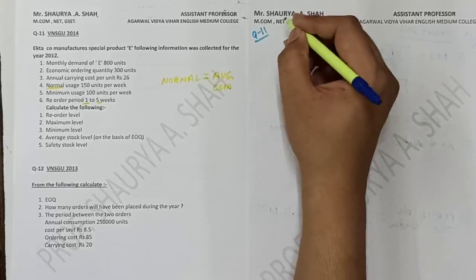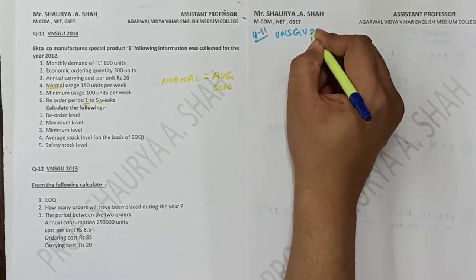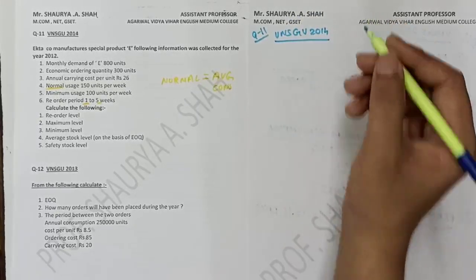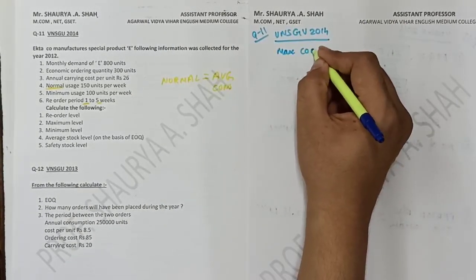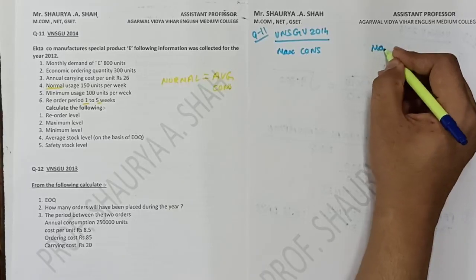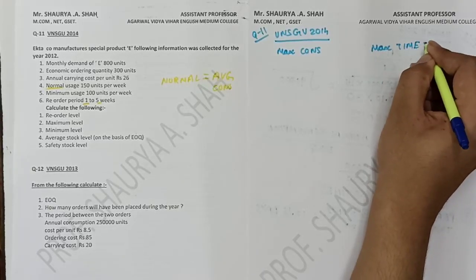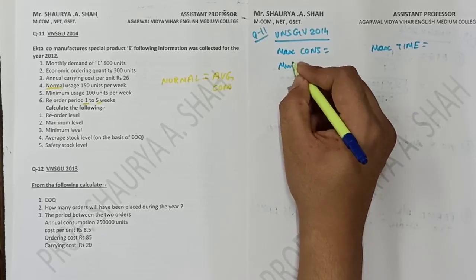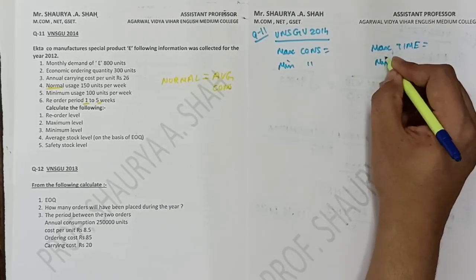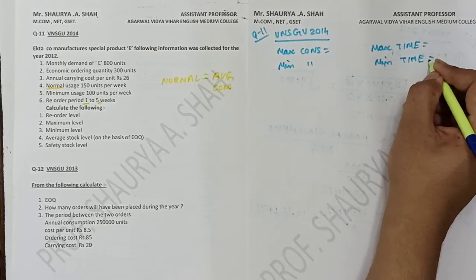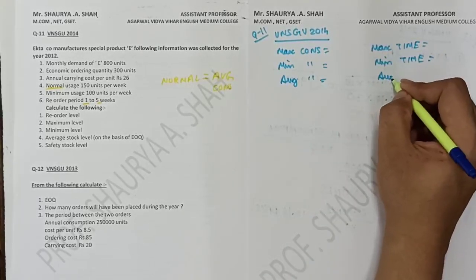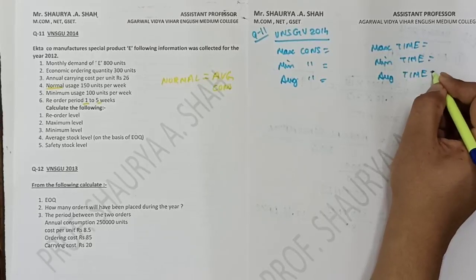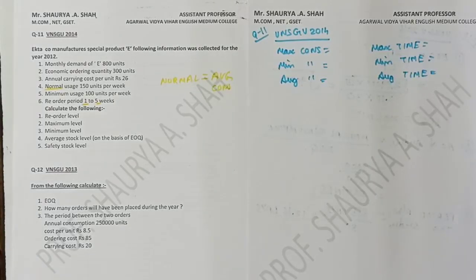That is VNSGU 2014. You can begin with me only, fine. What are the 6 basic things? The very first is your maximum consumption, maximum time, minimum consumption, minimum time, average consumption, average time, right? So these 6 things you should have with you so that you can solve the sum very easily along with the formulas, right?